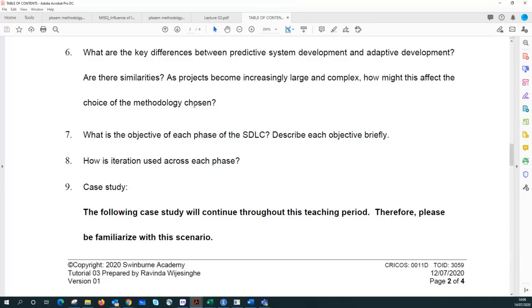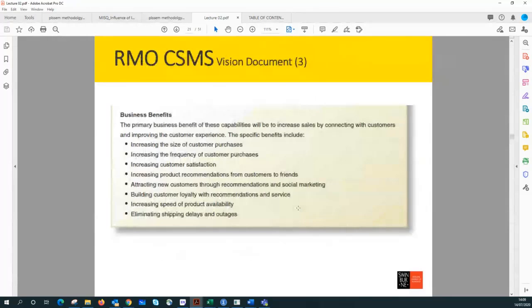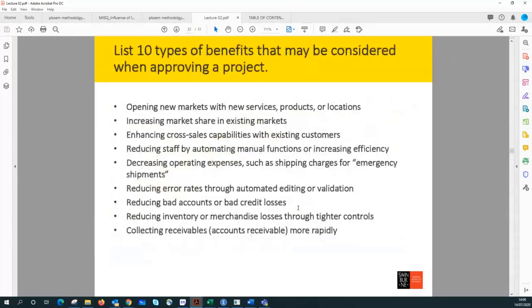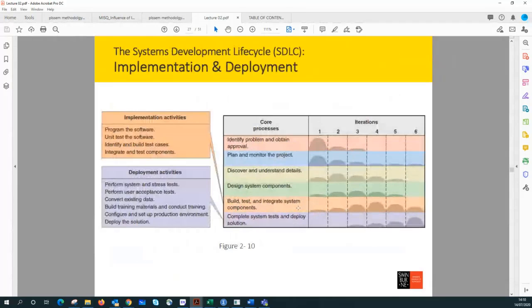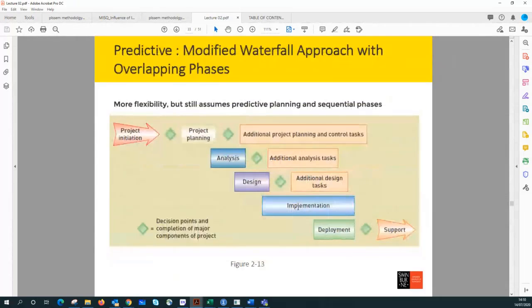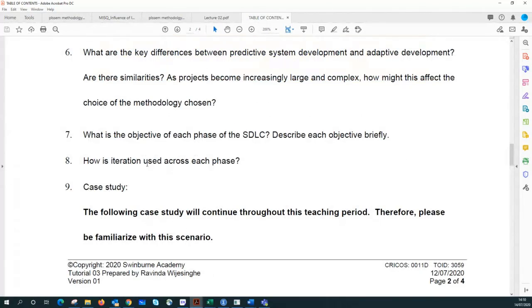I think I have given that in one of the lecture slides on iteration. If we go there, I think I have explained that. Yes, iteration is something like that. So you can read this slide before you answer this question.